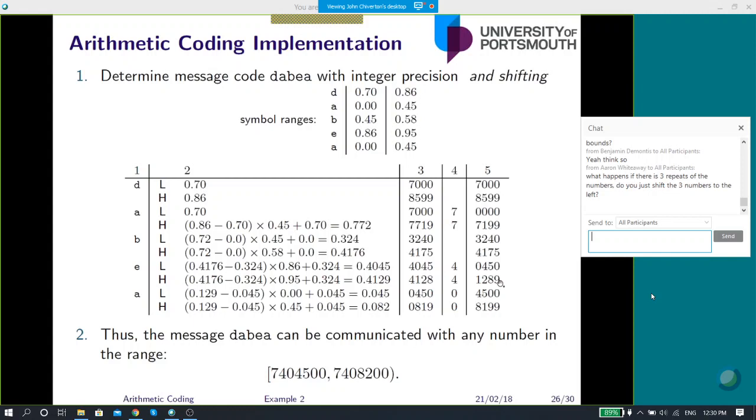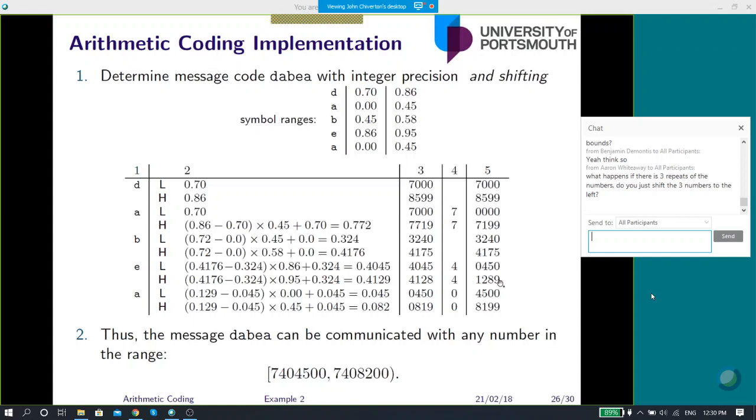What happens for low probability where the range is very narrow? Good questions. Well done. So it sounds like you're getting the hang of it.